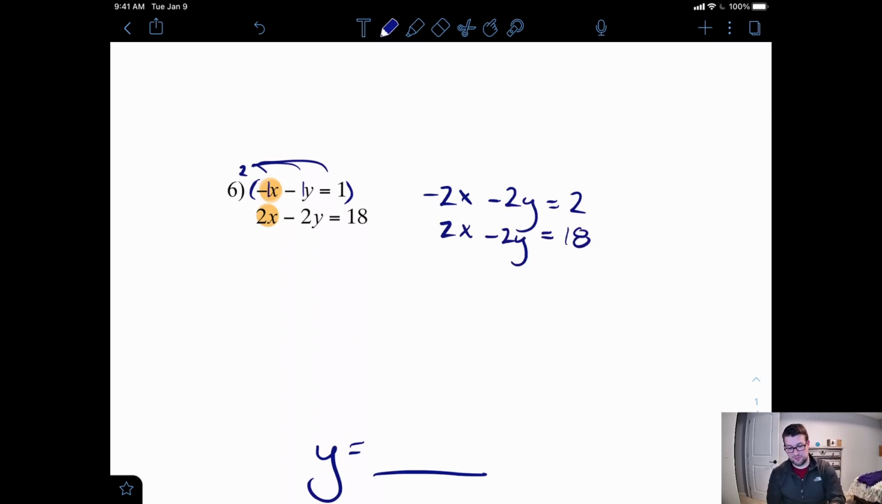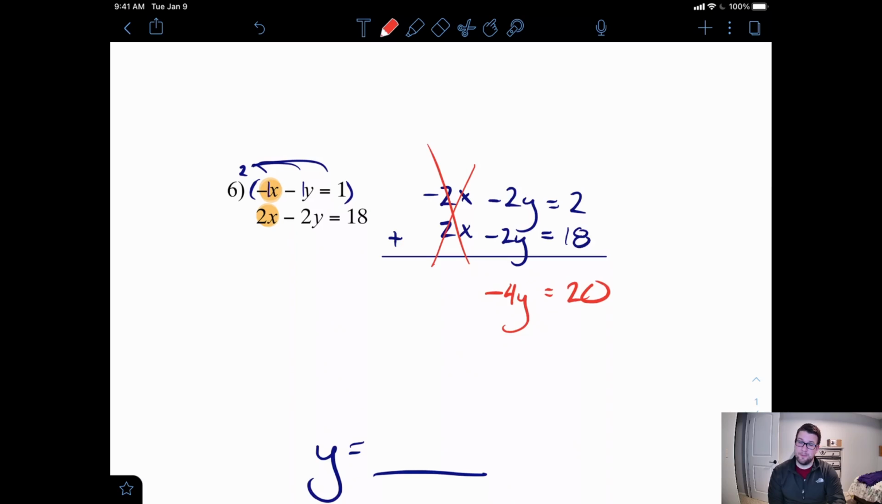Now, to finish this problem up, we want to just add. So when I add these together, my x's cancel out. Negative 2y, take away 2y is a negative 4y. And 2 plus 18 is 20.